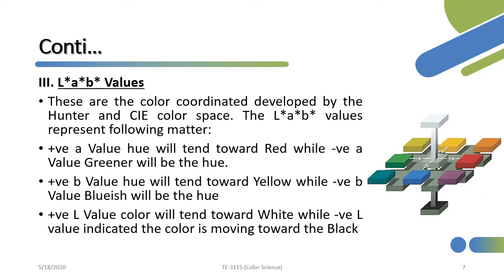Here the figure shows the 3D relationship between L, A and B values: as the L value is increasing, the sample is becoming whiter, and as it decreases, it is becoming blackish. Similar is the relationship between A positive and A negative, and B positive and B negative values.